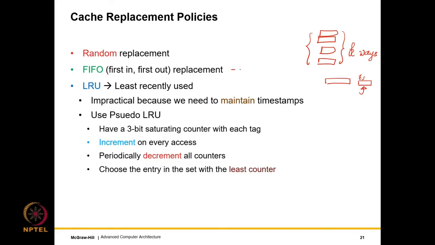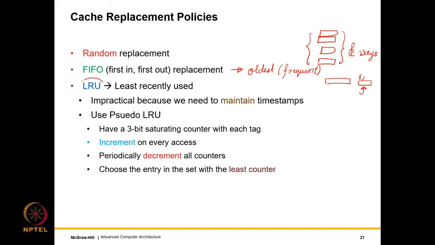The reason this doesn't work well in practice is because the oldest line in a set might also be the one that is the most frequently accessed, right? So the oldest one might be the most frequent one, and we are not capturing this. This is why FIFO is not used that much in practice.